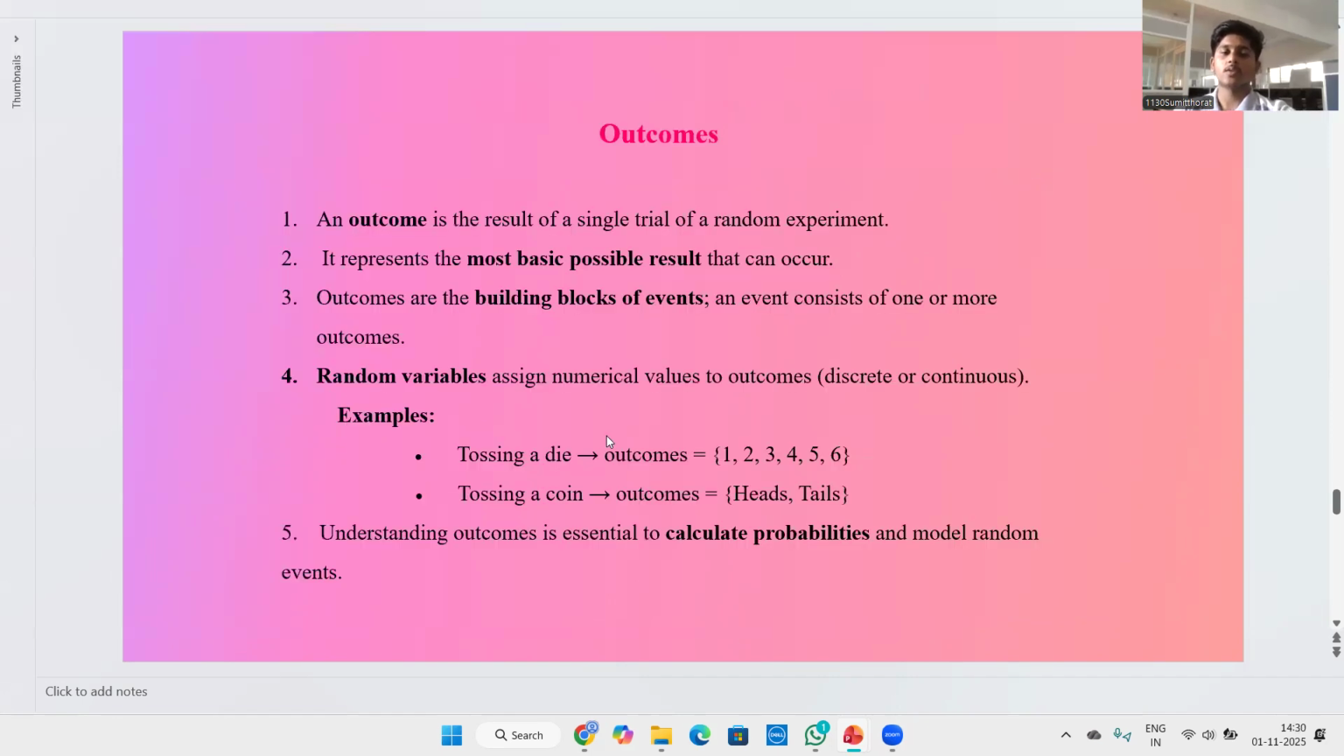Next, we see outcomes. An outcome is the simplest possible result of a random experiment. For example, rolling a die gives outcomes from 1 to 6. Tossing a coin gives outcomes head or tail. This basic result forms the foundation for all probability analysis. Outcomes are combined to form events and sample space. By studying outcomes, we can predict and model real-world randomness. Every complex probability problem begins with identifying possible outcomes.